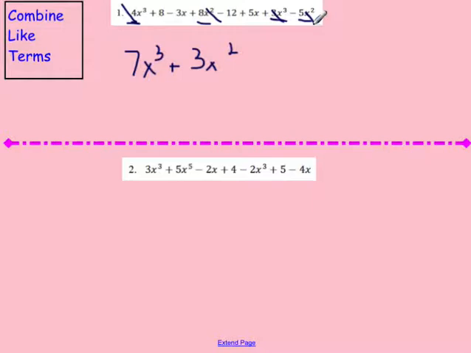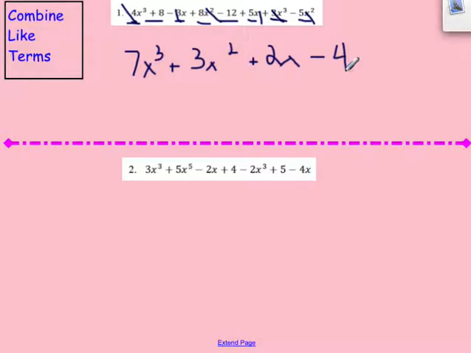Our next highest exponent is just x. So we have negative 3x plus 5x. Again, we're going to add the coefficients. Then 8 minus 12 is negative 4. So that right there is your final answer in descending order.